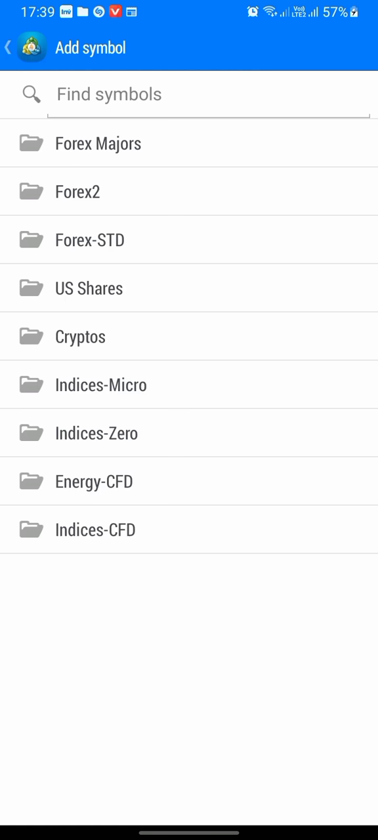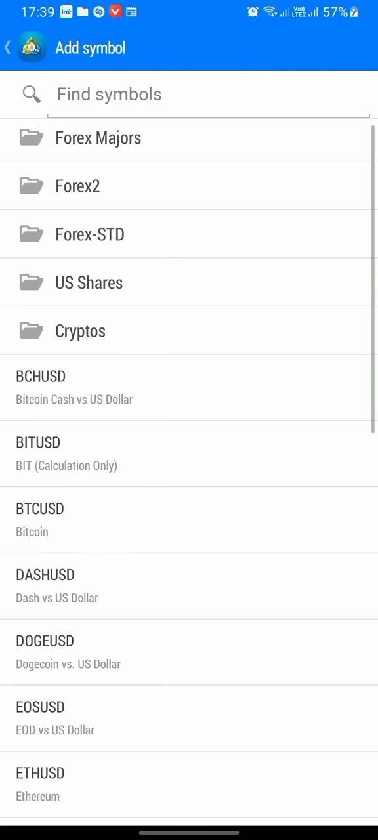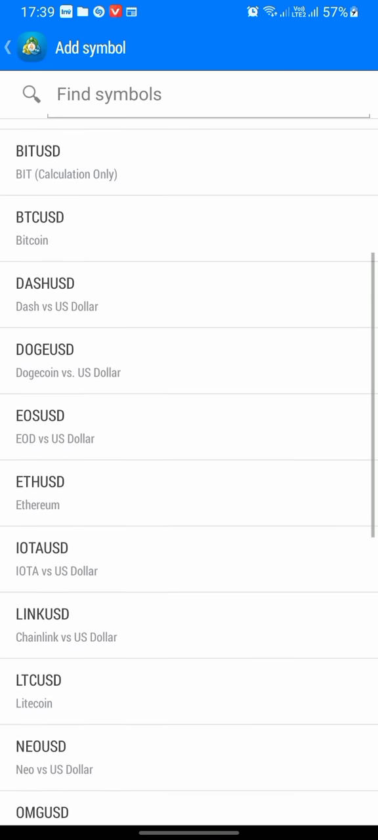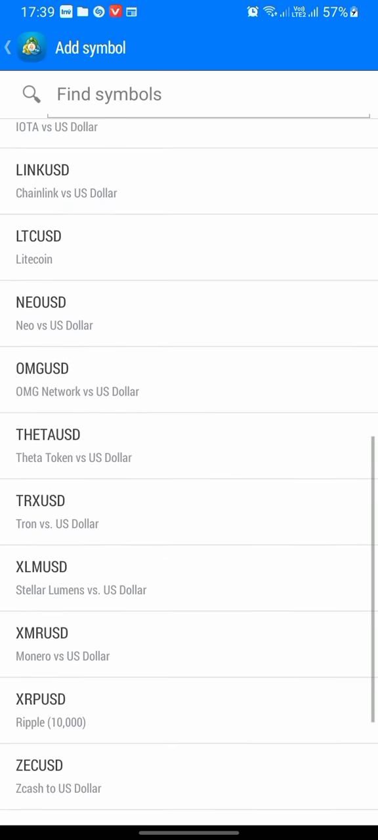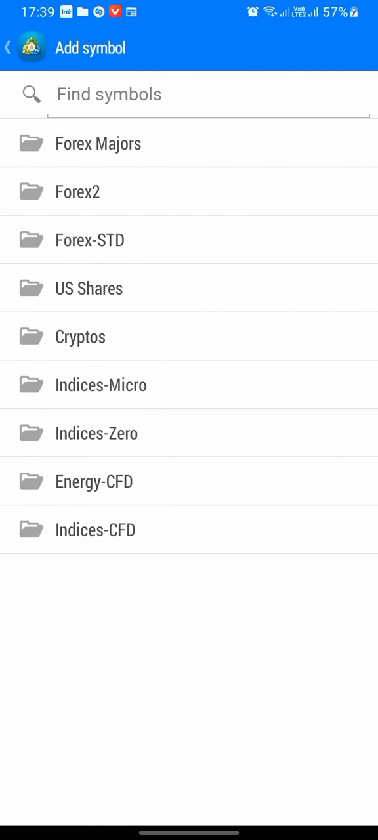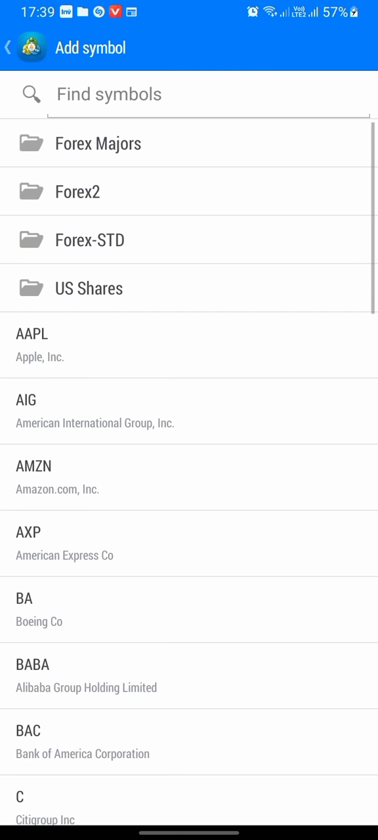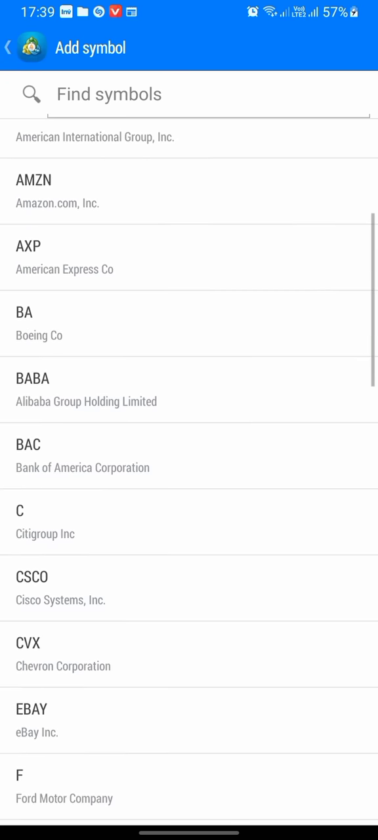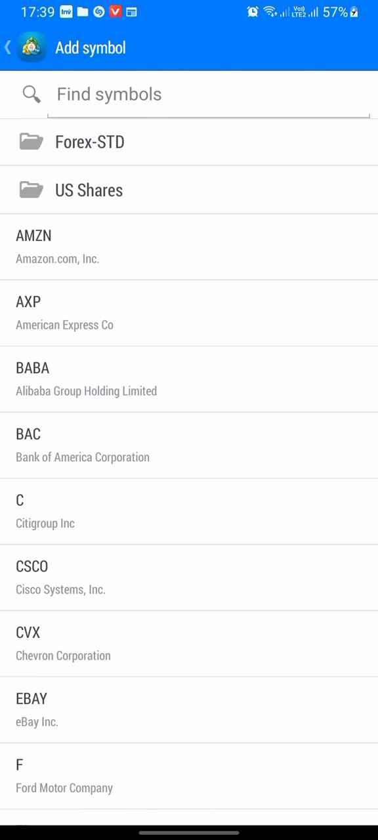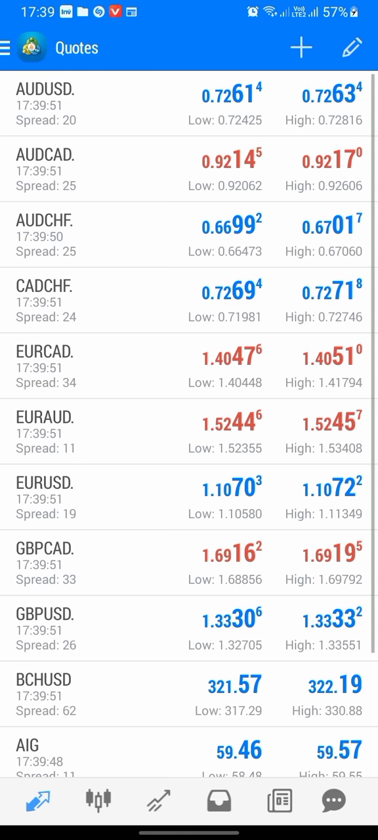Then after that there's crypto. You can use Bitcoin. You click it and it goes to the quotes. I basically like Bitcoin. In crypto I like Bitcoin only, the rest I don't know. Then you have US shares, Apple, and stuff like that. Let's just include a couple of those so that you can see them.